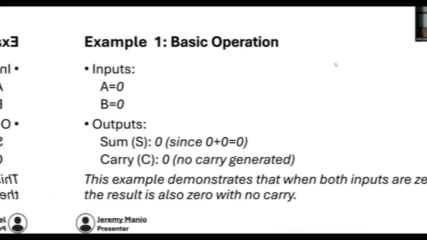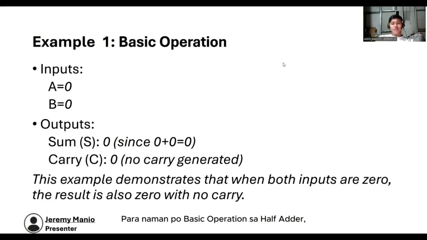So, yun lang po. Para naman po sa basic operation, sa half-adder we have two binary inputs which we will refer as A and B. Example, iset po natin yung dalawang input sa 0, so ang output ay magiging 0 din. Bali, meron po tayong dalawang outputs, sum S and carry C. So when we add A and B, sum S equals A plus B equals 0 plus 0 equals 0. Since both inputs are 0, ang result po ng addition is also 0.